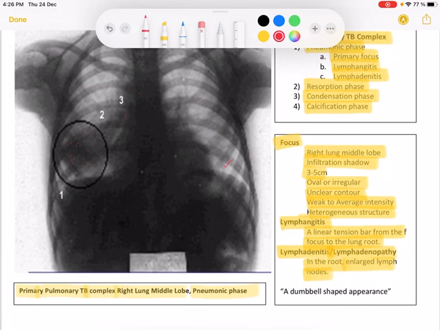So if you want to write further, then you can say there is no cavity formation and there is no complication. If you see complications, then you can write a complication.